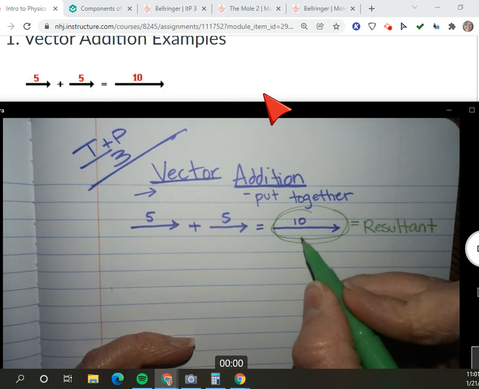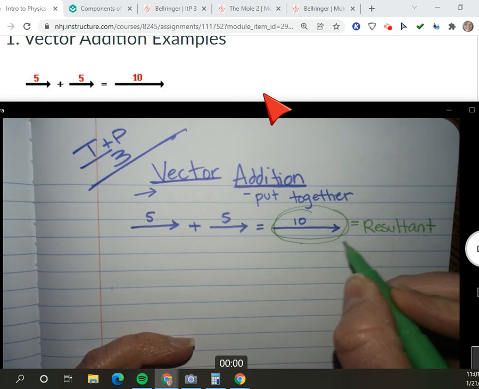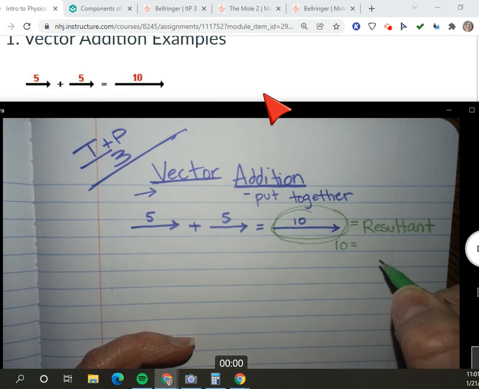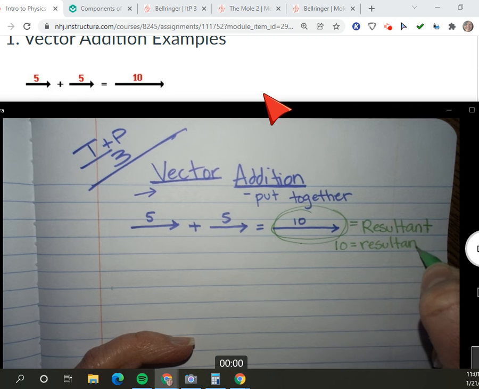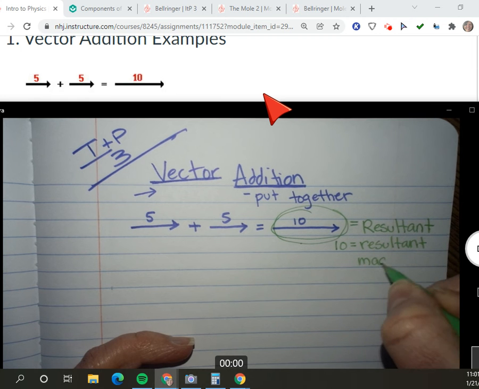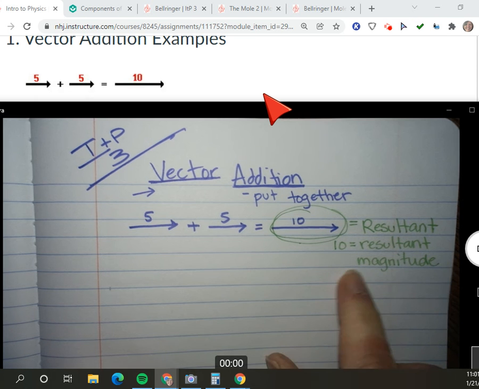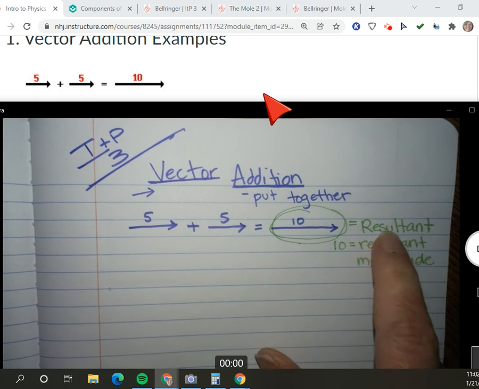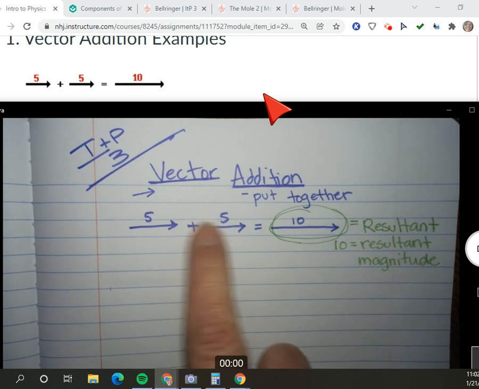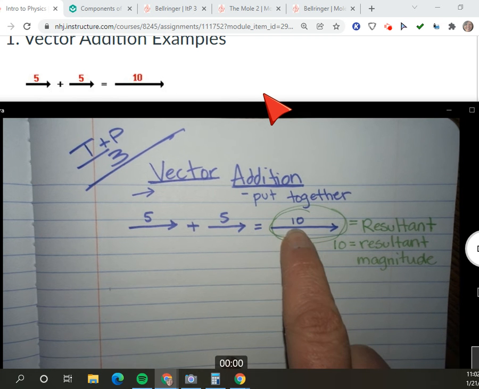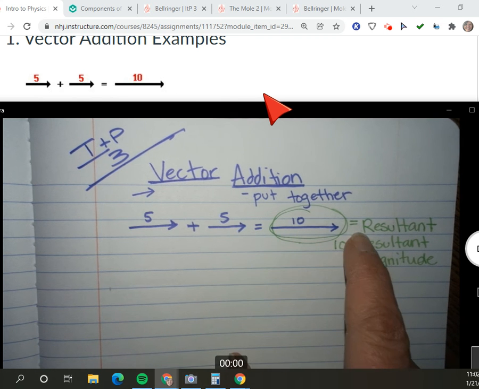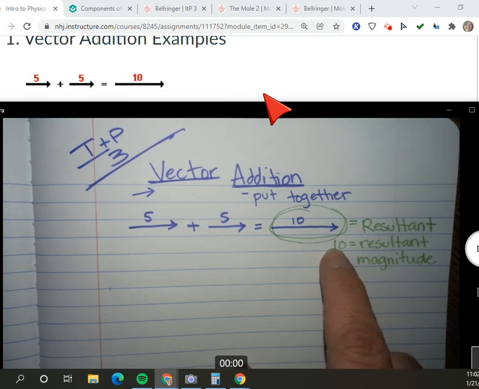So 10 equals the resultant magnitude. Resultant. Remember that vocab word we had the other day? Resultant means when you add together two vectors. So 10, when I have the arrow with it, I'm saying 10 to the right is the resultant. The resultant magnitude is just the number.